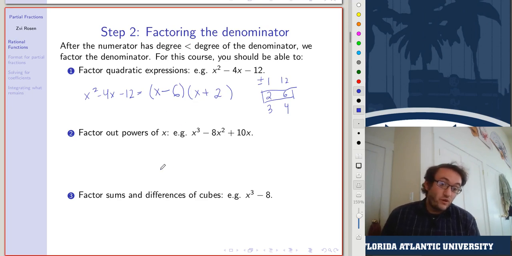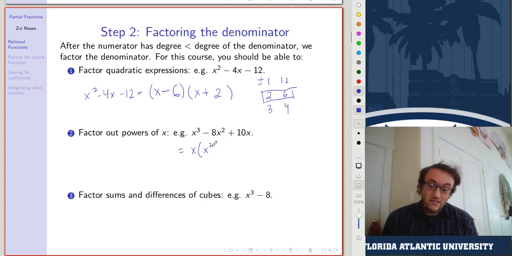Even if you don't start with a quadratic expression, you should be able to factor out powers of x. For instance, in this polynomial, x cubed minus 8x squared plus 10x, we'll observe that this equals x times x squared minus 8x plus 10.